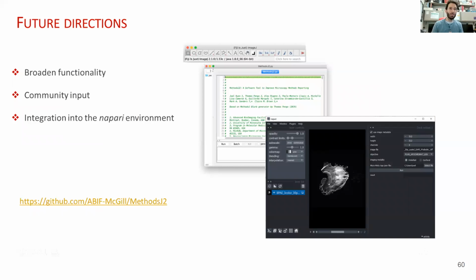Essentially, the future directions of this are, as you can imagine, we want to broaden the functionality. At the moment, it works reasonably well with relatively simple images, so wide field, very simple confocal. But of course, we're hoping to bring in more of the hardware that is available to be selected in Micro-Meta App, so things like spectral detectors and more advanced functionality.